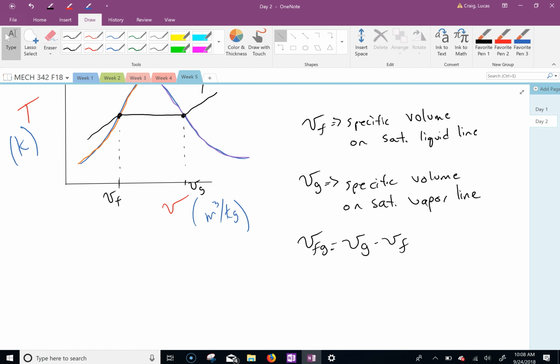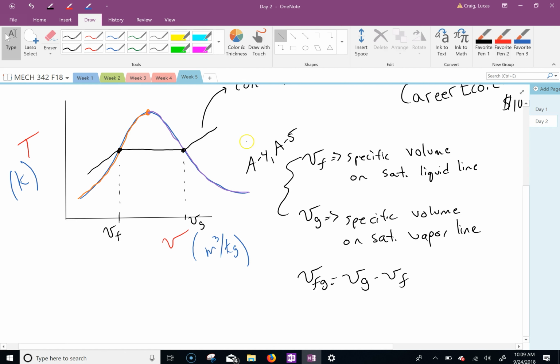And these values can be found on table A4 and A5. Okay, so sorry, this is for water, I guess. A4 and A5 in metric. English, I think it's table AE or A4E or something like that.